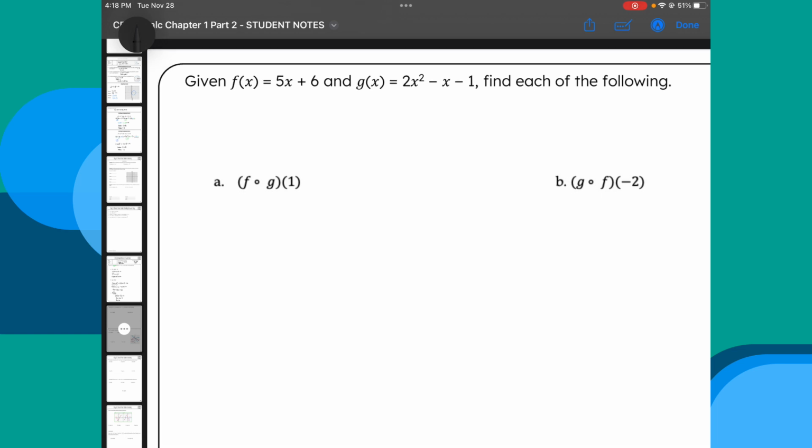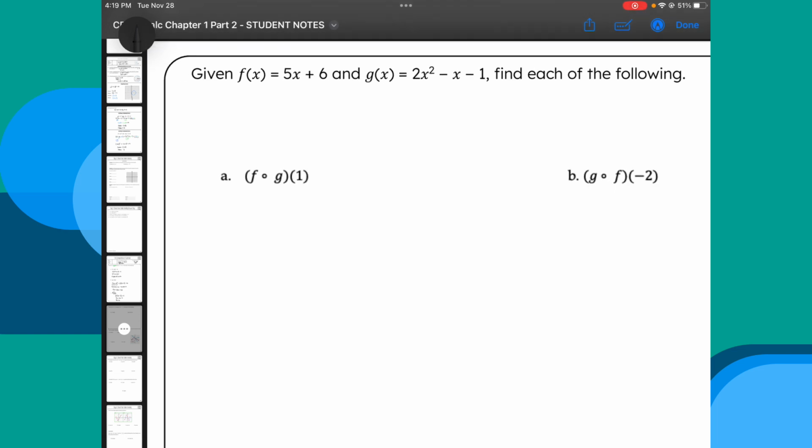The other thing that we can do is evaluate at a specific value. So here it's asking us to take g of 1. So figure out what g of 1 is equal to, and then once we have that number, plug that number into f. So let's start out by finding what g of 1 is equal to. So we have 2 times 1 squared minus 1 minus 1.